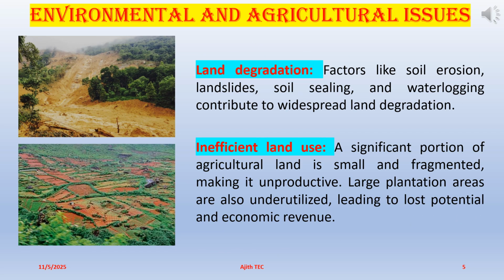Environmental and agricultural issues. Land degradation. Factors like soil erosion, landslides, soil sealing, and waterlogging contribute to widespread land degradation. Inefficient land use. A significant portion of agricultural land is small and fragmented, making it unproductive. Large plantation areas are also underutilized, leading to lost potential and economic revenue.